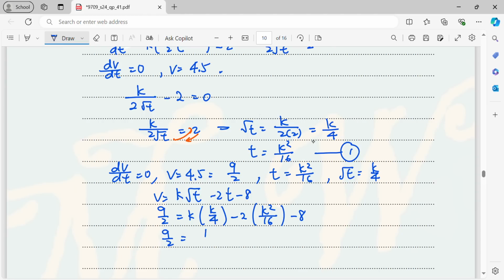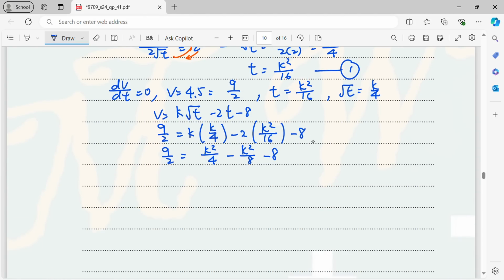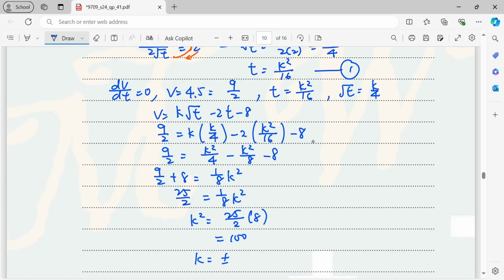Now 9 over 2 equals to k squared over 4 minus k squared over 8, then minus 8. The minus 8 moves to the left side, so 9 over 2 plus 8. Right side, when you simplify, that is going to be 1 over 8 k squared. From here, the left hand side is basically 25 over 2, the right side remains. Now my k squared is 25 over 2, the 8 moves up, becomes times. Then you will be getting 100. So my k is plus minus square root 100. That is plus minus 10.